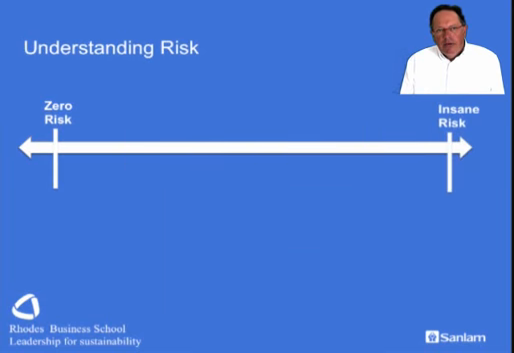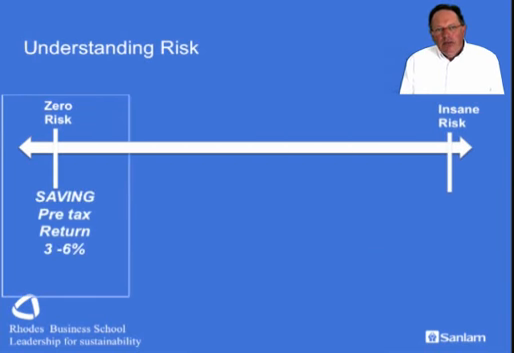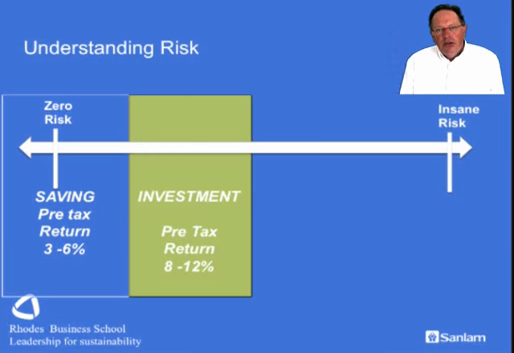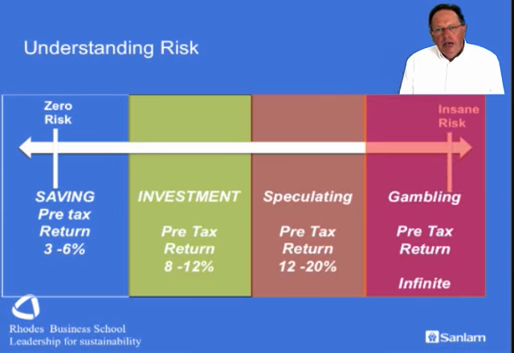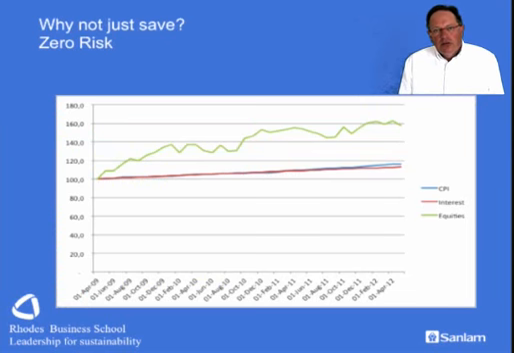Now we have to say, right, let's look at the returns that you can expect. At present, 0 risk returns are very low, 3 to 6%. Then with investments, we hope for a higher return because you've taken on a little bit of risk. Speculation, it gets even higher, and then we get an infinite return when we are gambling. Then ask the question, why don't we just save? Forget taking on any risk.